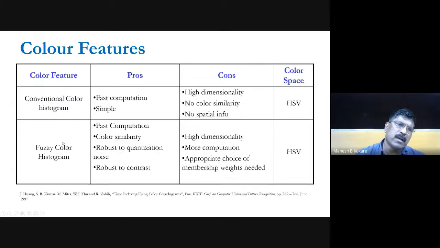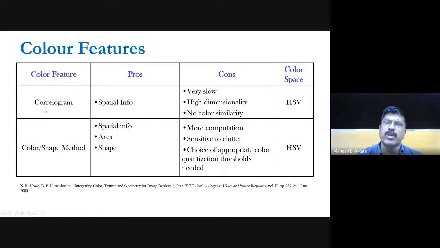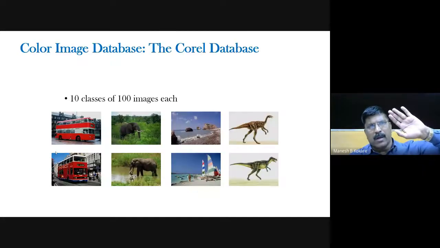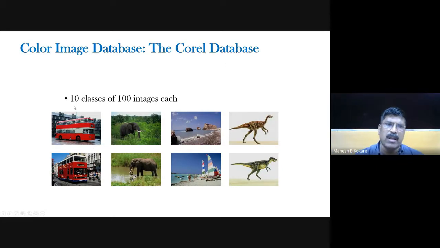So the conventional color histogram can be used for extracting the color features, or the fuzzy color histogram, or the correlogram, or color and shape based methods. These are the different ways by which we can extract the color features. To summarize, this is the Corel database, a standard database which is available. These are sample color images in the Corel database.